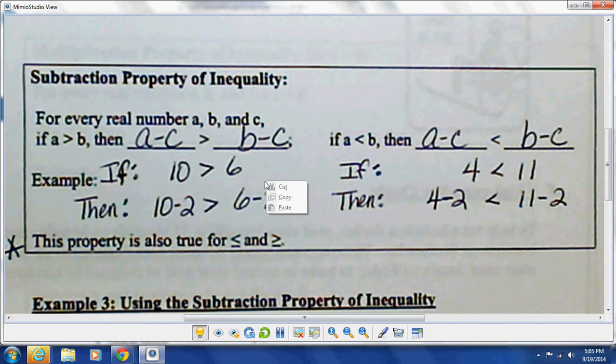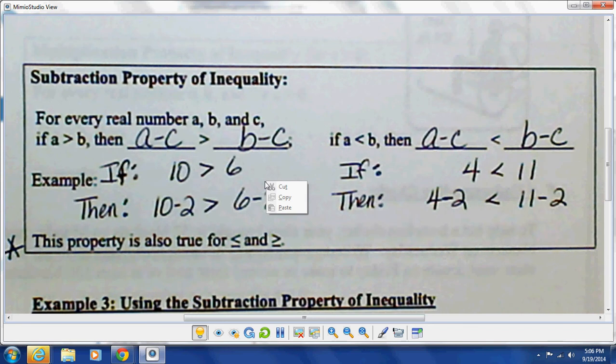Okay, now you should have finished your understanding check. Let's go on to subtraction property of inequality. Okay, so it says that for every real number a, b, and c, if a is greater than b, then a minus c should be greater than b minus c. Also, if a is less than b, then a minus c should be less than b minus c.